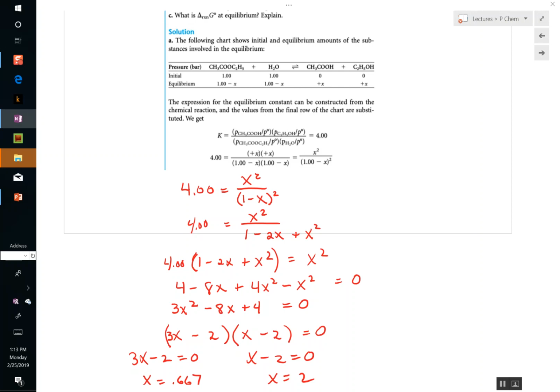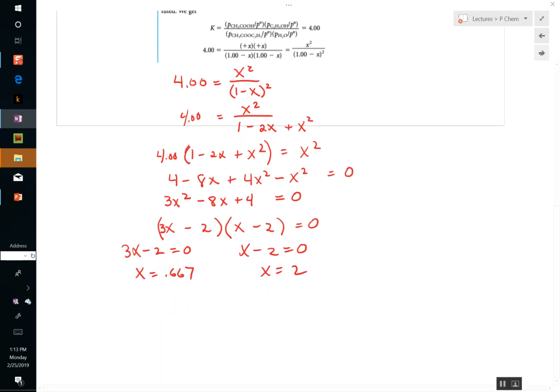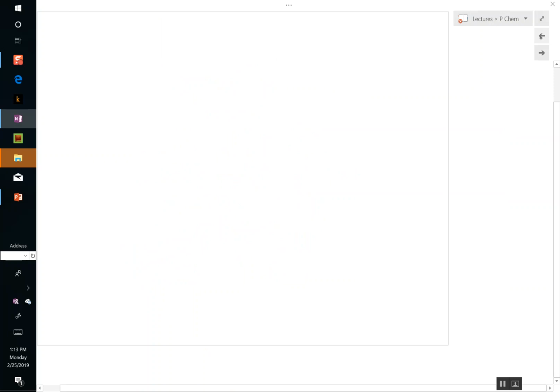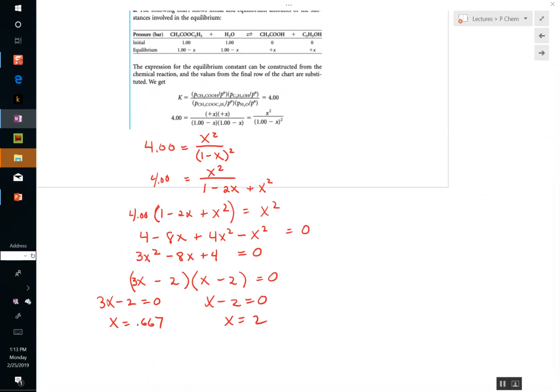Okay, so x equals 0.667. All right. I don't think I have the rest of this example, do I? No, I don't. This is example 5.5, and they carried on from there. I just wanted to crunch down through there to see how we would solve and decide what to go with.